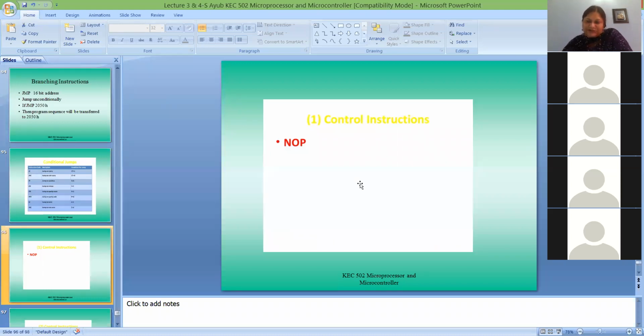The next group is control instructions. There are two more branching instructions, and CALL is one branching instruction, but we will see that later because it is related to subroutines. When we understand what a subroutine is, then we will see the CALL instruction. So moving ahead with control instructions, the next instruction is NOP.